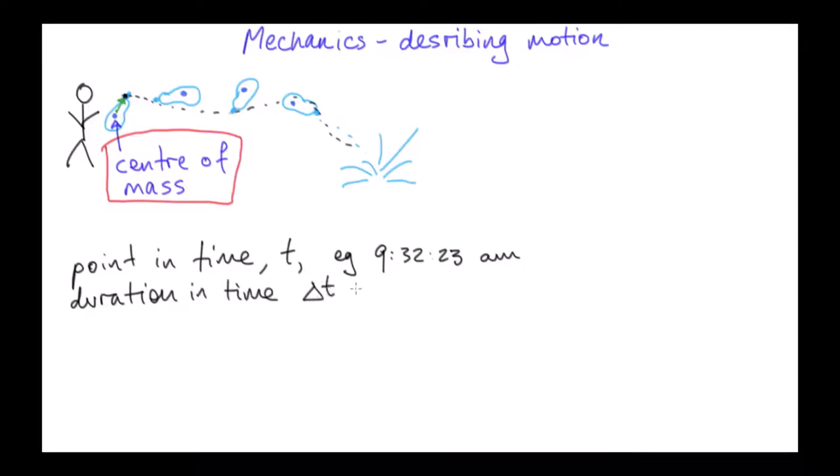In physics, we write the symbol t to mean a point in time and the symbol delta t to mean a duration. Now, this delta t is just a single symbol. It's not two different symbols multiplying together. It's just a single thing. And we calculate delta t as the end time point minus the beginning time point.